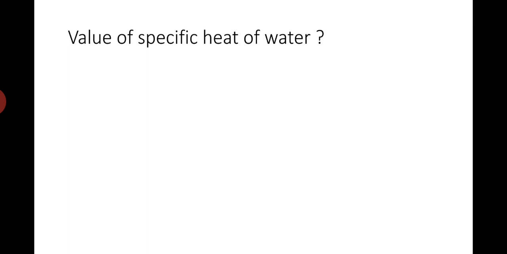What is the value of specific heat of water? The value of specific heat of water in CGS unit is 1 calorie per gram degree centigrade, and this is the value which we use mostly in all the problems. Whereas in SI units, it is 4.186 kilojoule per kg Kelvin. So you need to remember both values, but in problems you need to use the CGS value only, that is 1 calorie per gram degree centigrade.